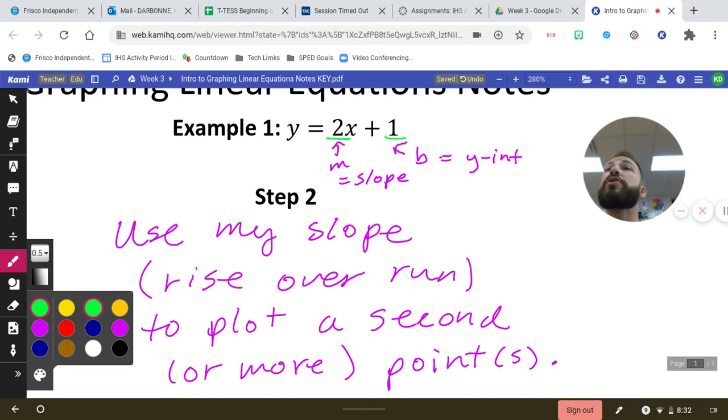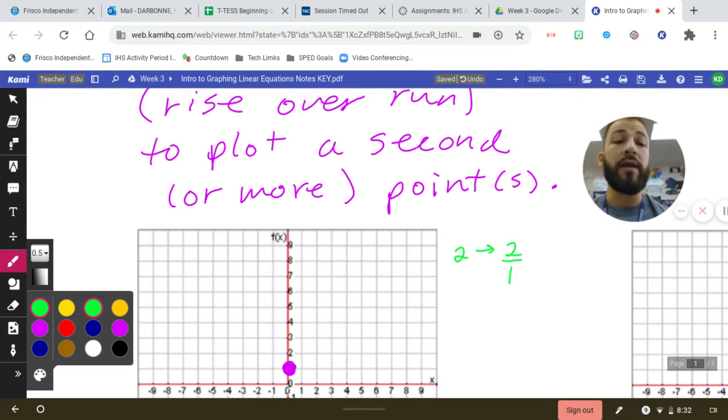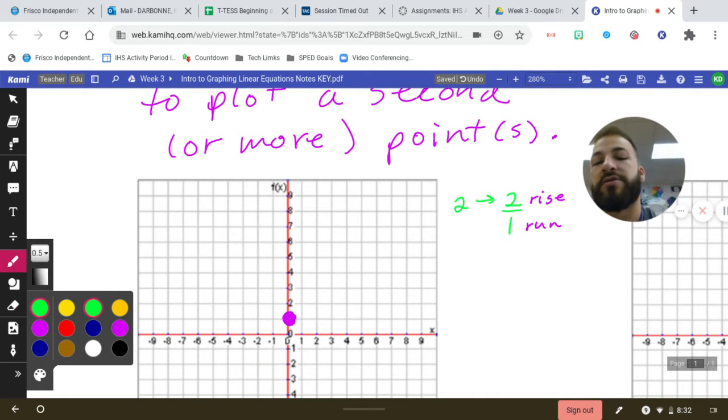Now, 2 is a little hard when we're talking about rise over run because it's just a whole number, so we don't have those two parts of the fraction. But we can always change 2 into 2 over 1, because dividing anything by 1 isn't going to change the number. It's going to keep it exactly the same. So now my rise is on top: my rise is 2 and my run is 1. From my y-intercept, I can rise by 2 and then run by 1. That's where I'm going to put my next point.